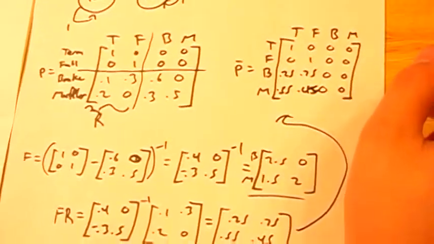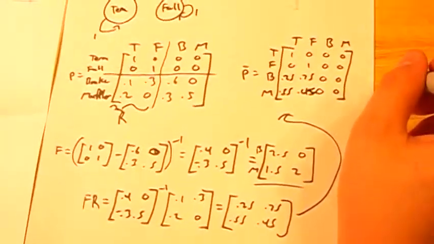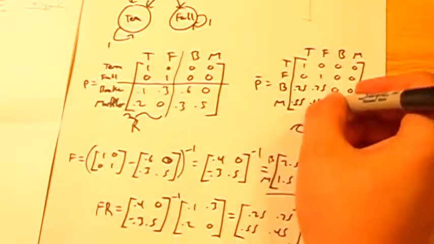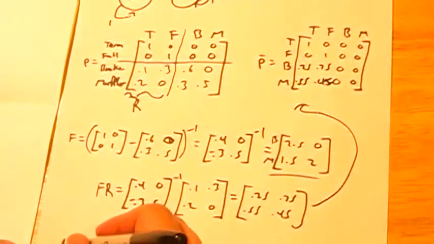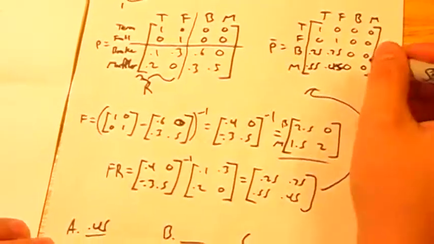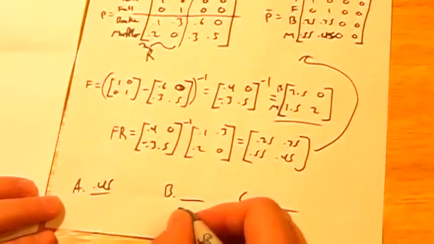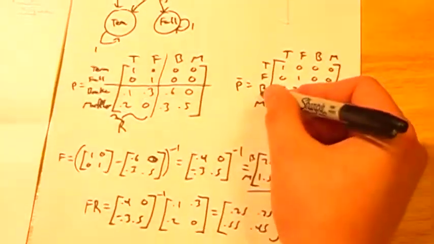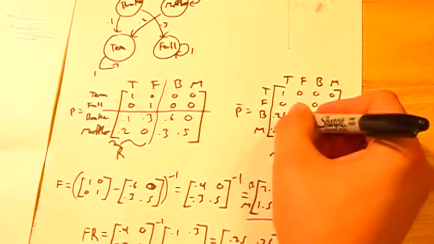Part A says, in the long run, what percentage of muffler repair trainees will become full mechanics? Well, we have muffler repair trainees to full mechanics. That's a 0.45. Part B, it says, in the long run, what percentage of brake repair trainees will be terminated? Well, we have brake repair trainees to terminated, 0.25.